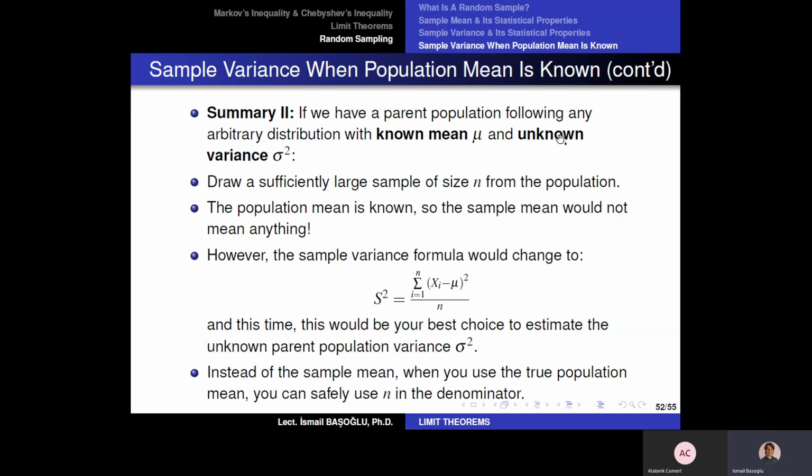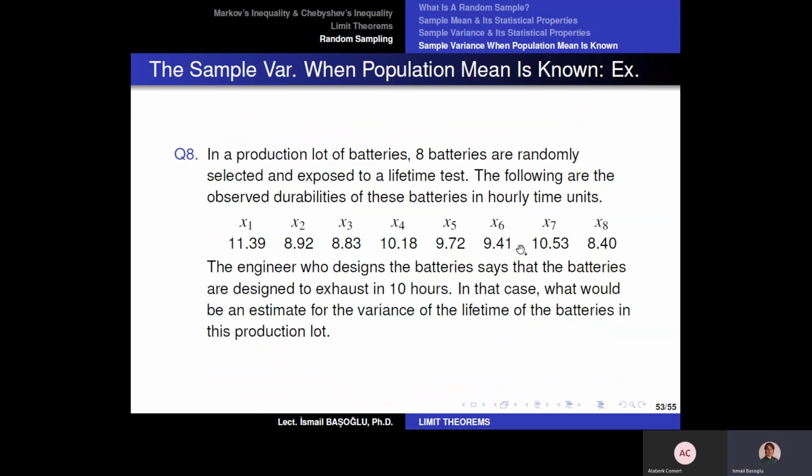However, the variance is unknown. What you can do is predict the true variance of the parent population with the sample variance formula. However, in the sample variance, be careful. You need to use the true parent population mean instead of x bar now, and you are not supposed to divide the sum of squared deviations by n minus 1 anymore. You need to divide it by n, and this is going to be the best choice to predict the parent population variance.